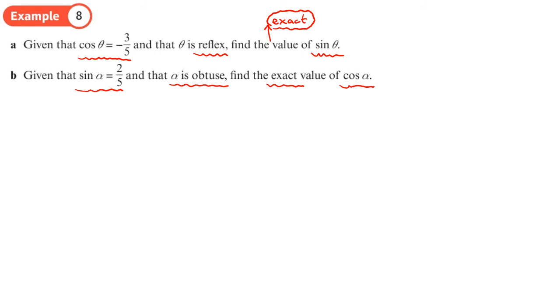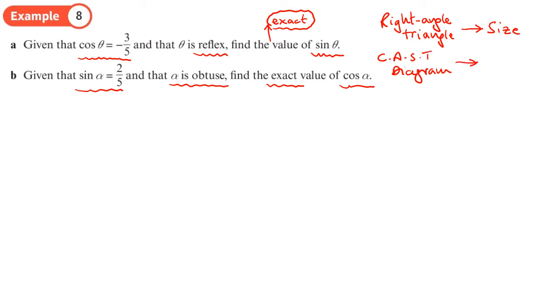Well, my method is different from the book. I'm going to use a right angle triangle to find the size of my answer, and then I'm going to use a cast diagram, and we've come across those now. A cast diagram, I'm going to use that to find the sign of my answer. So is my answer positive or negative? So let me show you how this works.